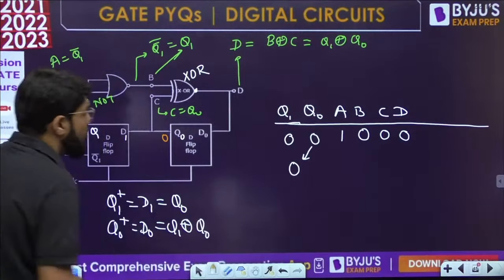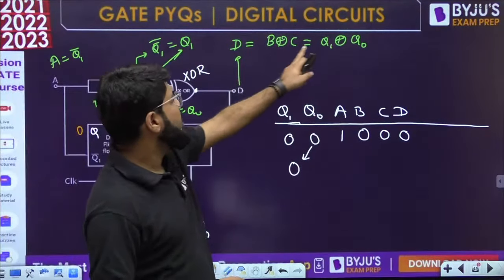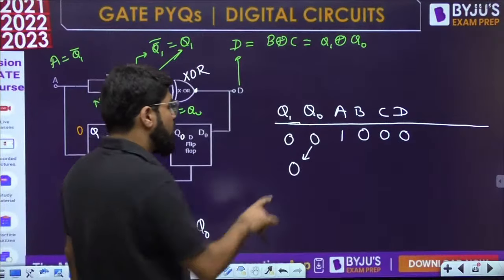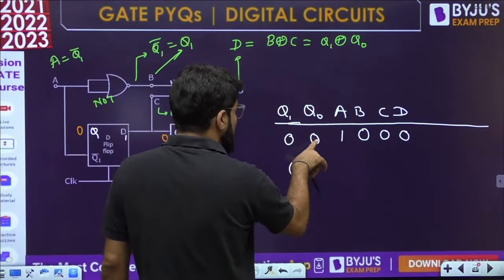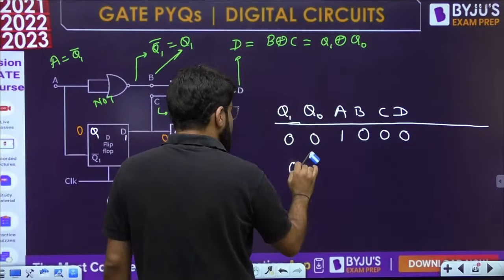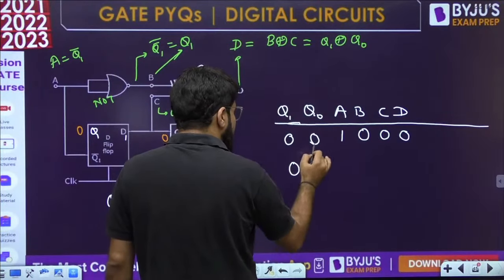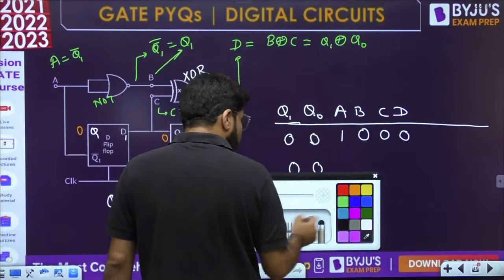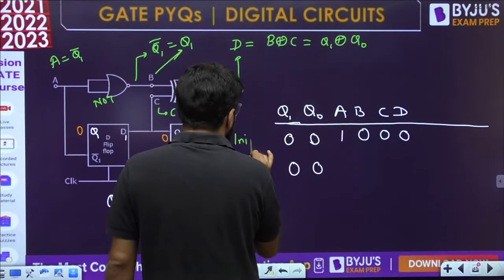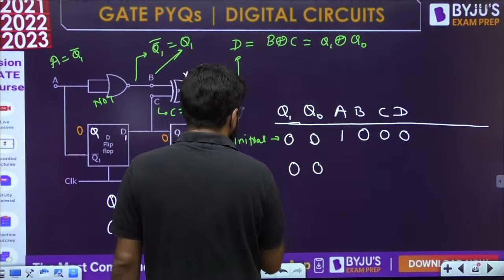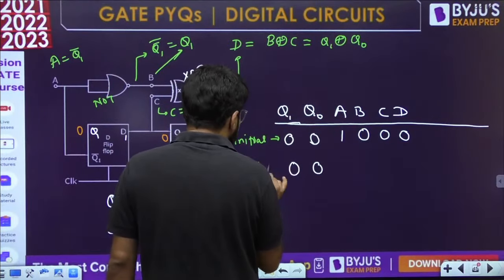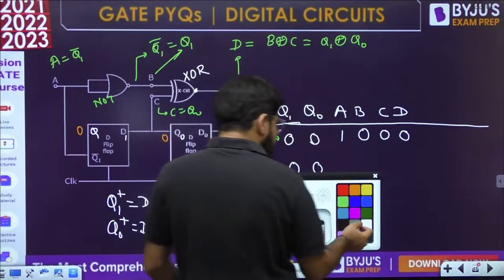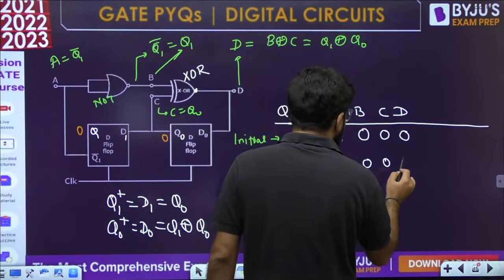Q1 XOR Q0. This D0 is actually Q1 XOR Q0. Whatever is the XOR of these two? What is the XOR of 00? 00 is the same, so the XOR will be 0. So the next state also remains the same. If you assume the initial state to be 00, the next state is also 00. So that means ABCD will also remain the same.